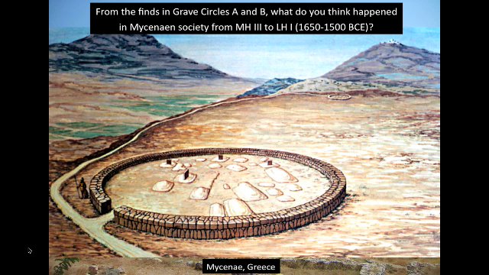Grave Circle A is about 1600. B is about 1650.